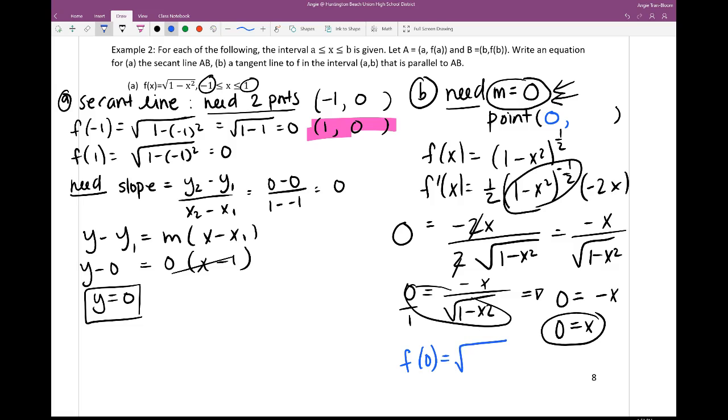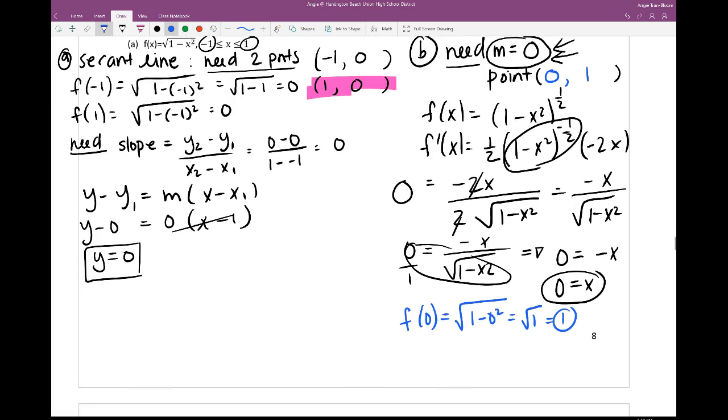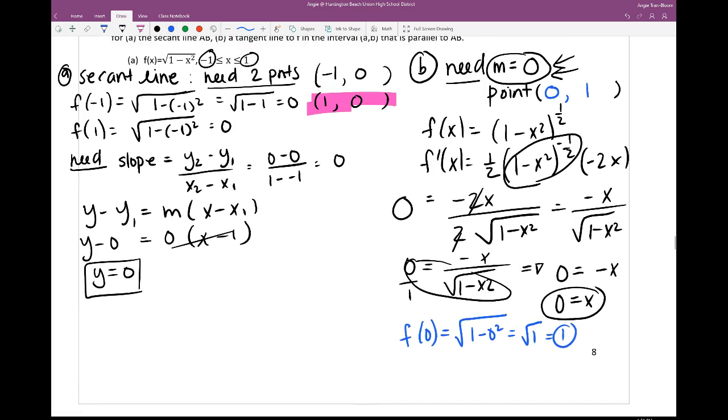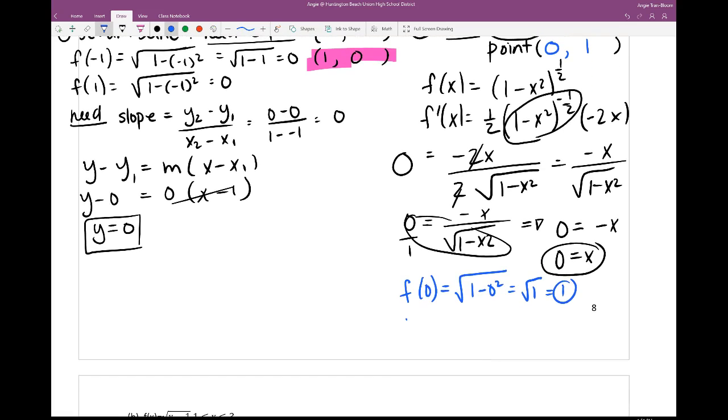So when x is 0, 1 minus 0 squared is going to be 0, so square root of 1 is 1. So that's my y. Okay. So now the tangent, I have the slope, okay? I have the point. I'm going to plug it in. y minus y1 equals m times x minus x1.